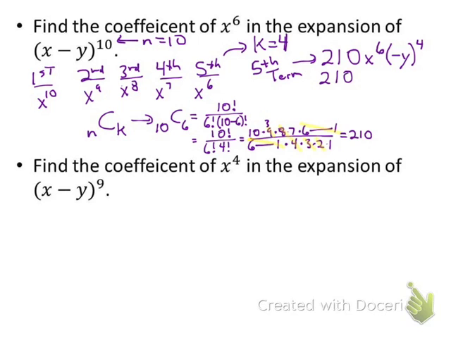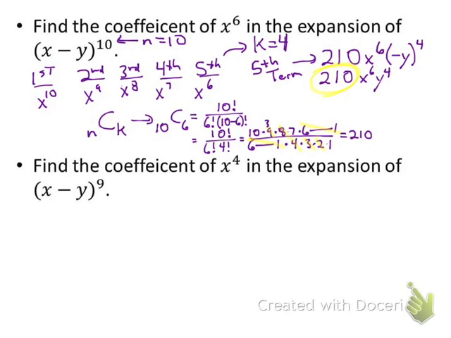So we get 210 x to the 6th, well, negative y to the 4th is going to just become a positive, so it's y to the 4th. So we found our coefficient is 210. Okay? Seemed like a lot, but we'll get a little faster with it as we go.